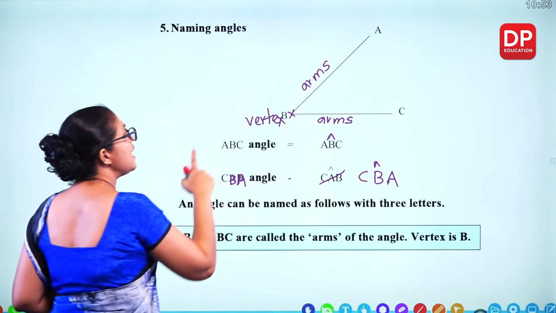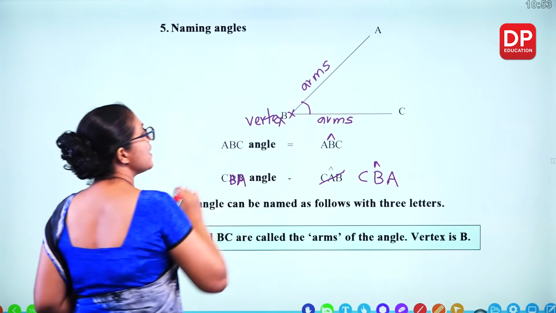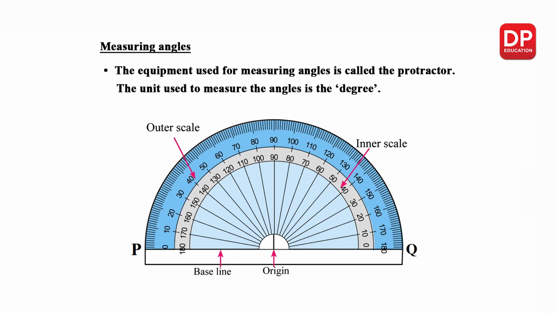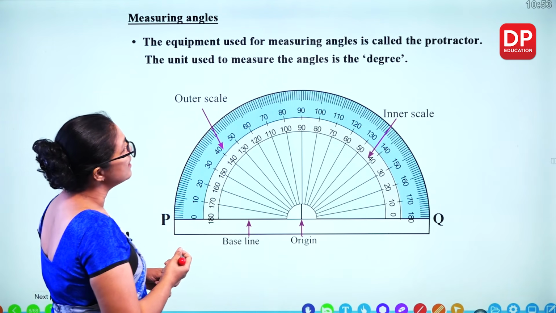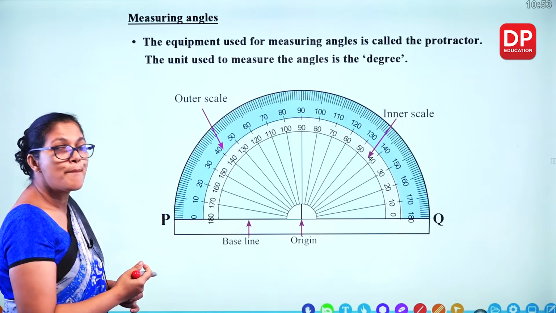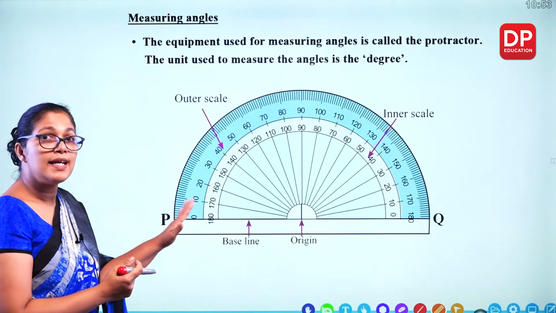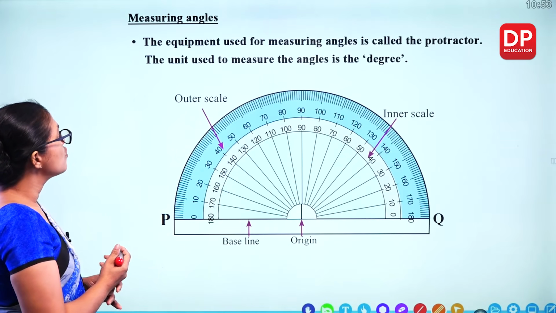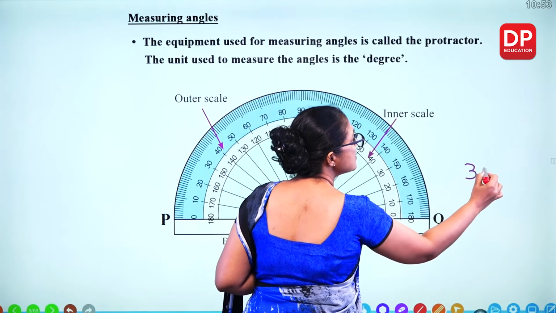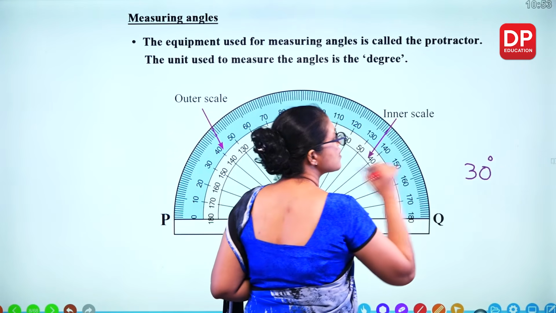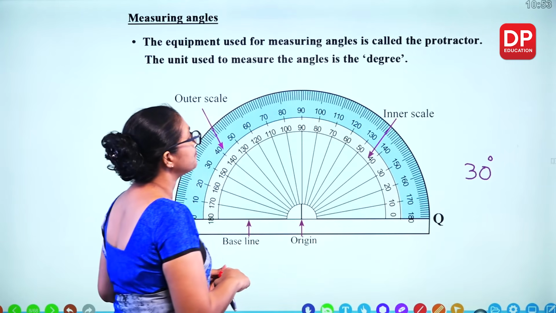So vertex B, and you get two arms. The angle is ABC. Now how can we measure angles? The equipment used for measuring angles is called a protractor. The unit used to measure the angle in here is degrees. So how do we write it down? 30 degrees, we can write 30 and a small 0 sign above. So that means 30 degrees.